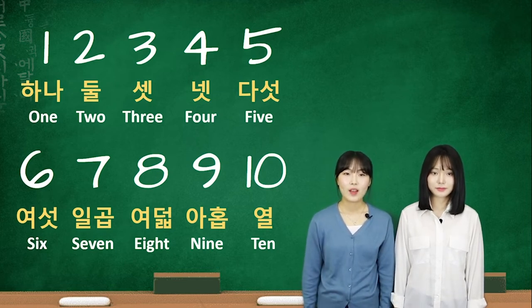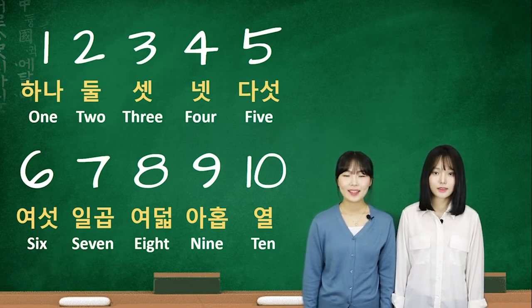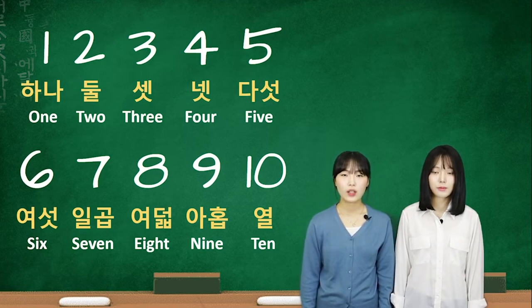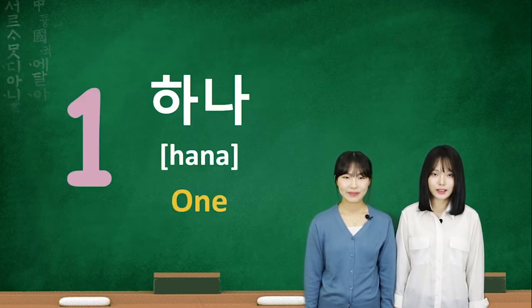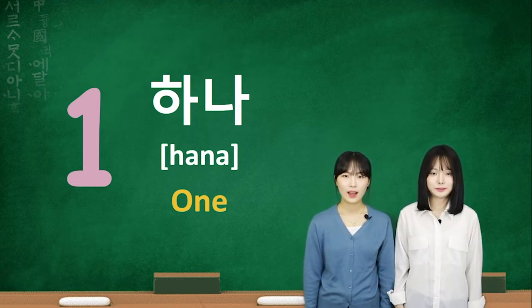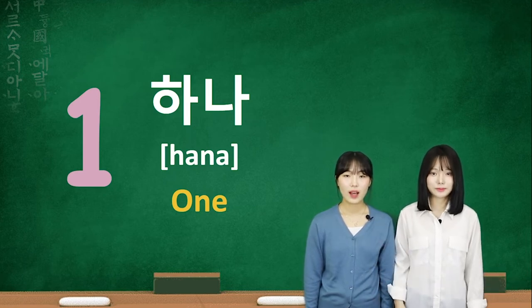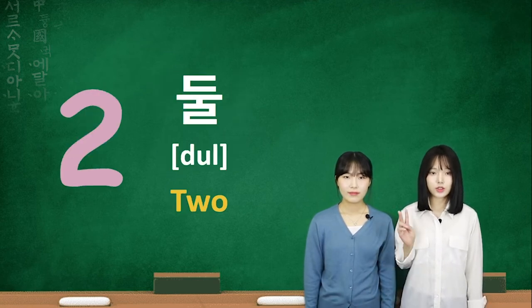Okay. One more time. 하나, 둘, 셋, 넷, 다섯, 여섯, 일곱, 여덟, 아홉, 열. Very good. Then let's go one by one this time. 하나 is one. Repeat after me. 하나. Next, 둘 is two.